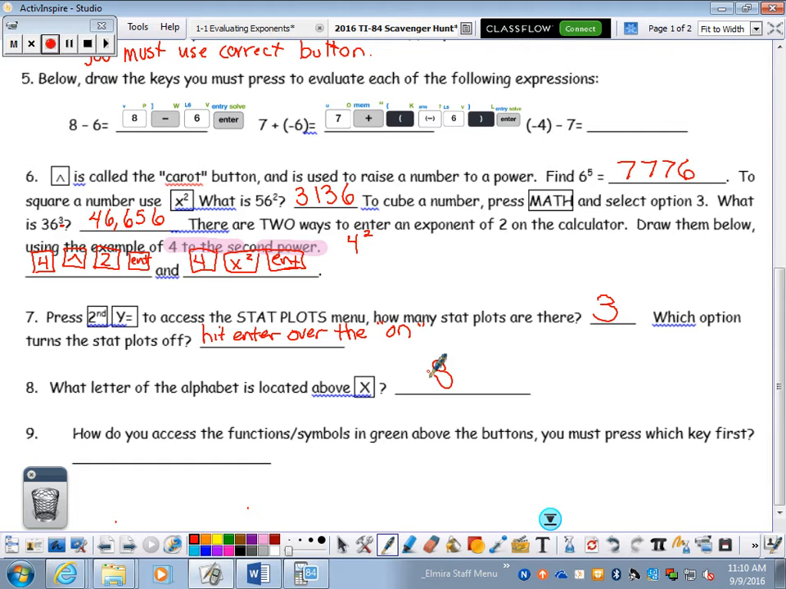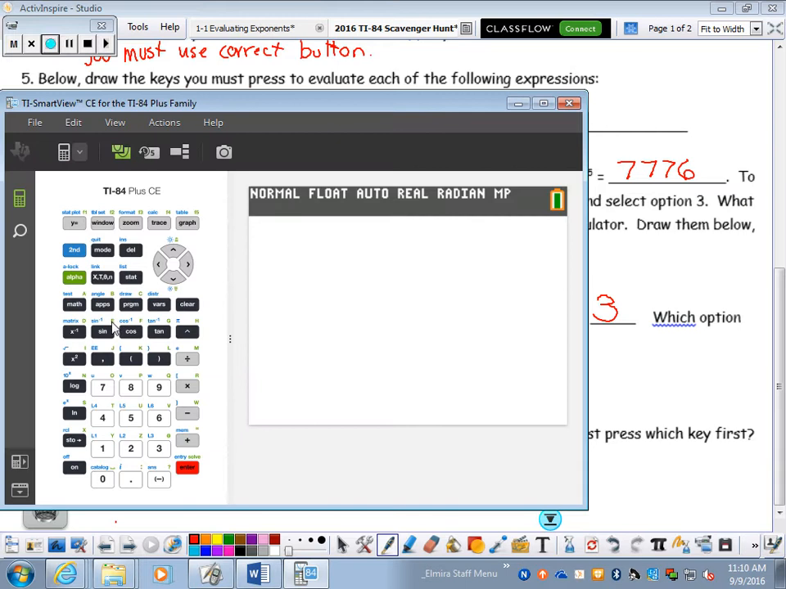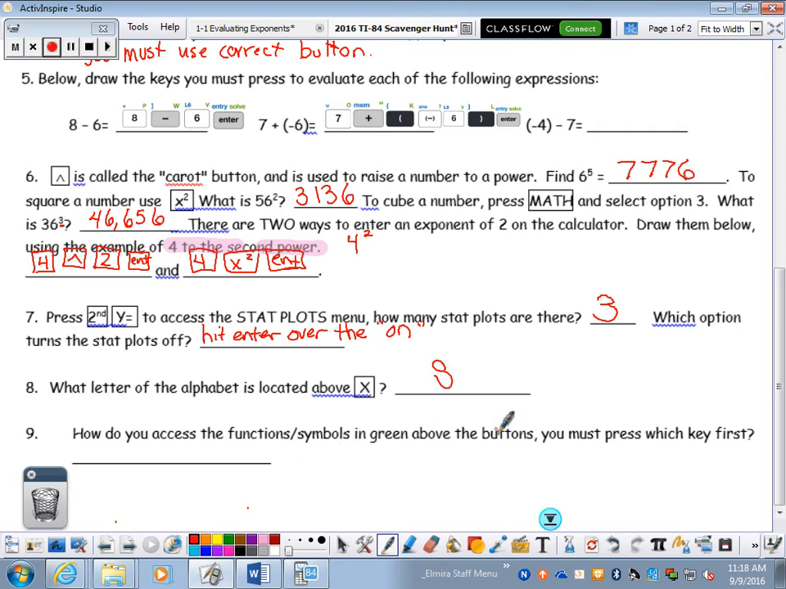How do you access the functions or symbols in green above the buttons? Okay, so in green, I think we just talked about that, and the green on this screen is the letters. Now, they might be a different color on different versions of the calculator, but the green is the letters, and it's the same color button. It's the alpha button. If you press just the alpha one time, let's say I press 8 and I get a P, and then it goes back to being numbers. But if I second and press the green button again, it alpha locks, and I get only letters until I unlock by just pressing the alpha button again. So how do you access the functions and symbols in green? You have to push the alpha button. Or if you want to lock it, second alpha.